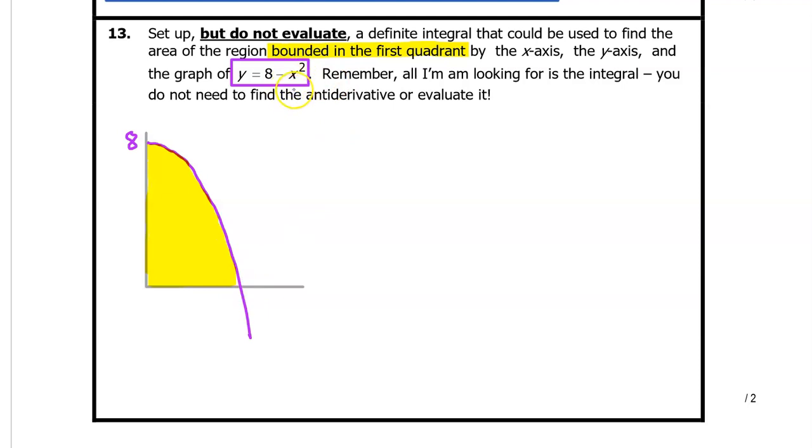We can find that by plugging in 0 for y. In other words, if we set this function equal to 0 and solve, that's how you find an x-intercept. Adding x squared to both sides, we have x squared is equal to 8. Taking the square root of both sides, we have x is equal to plus or minus the square root of 8. I said plus or minus. Why didn't I write down plus or minus?